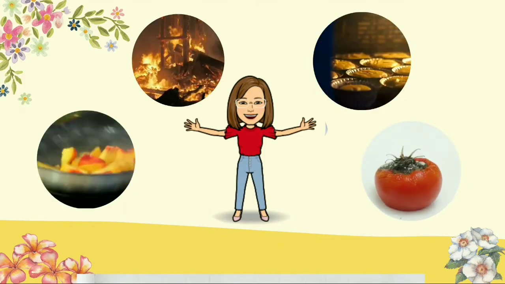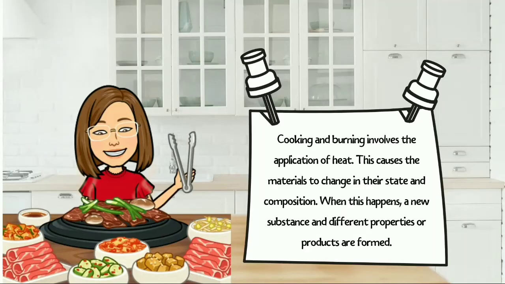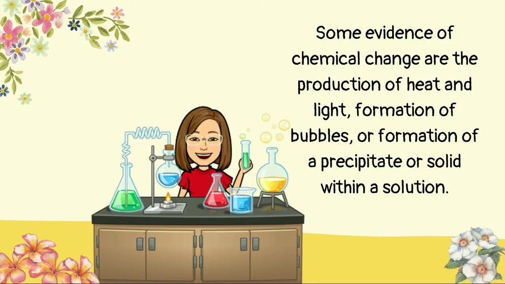Cooking and burning involves the application of heat. This causes the materials to change in their state and composition. When this happens, a new substance and different property or products are formed. Some evidence of chemical change are the production of heat and light, formation of bubbles, or formation of a precipitate or solid within a solution.